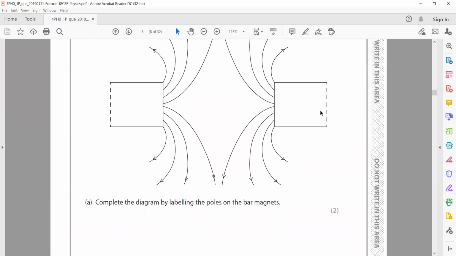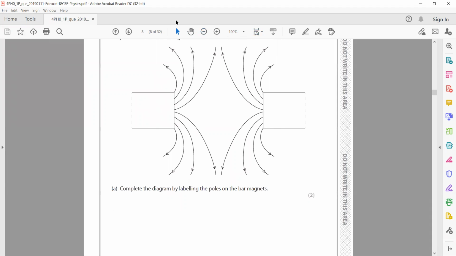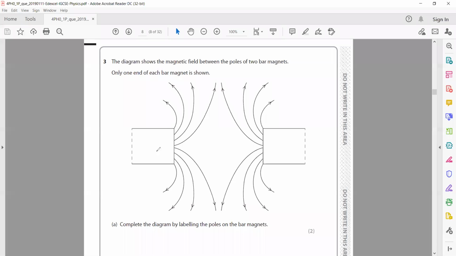So first thing, the arrows are pointing out, so magnetic field is always out from north. And because like poles repel each other, they cancel out the effect of the magnetic field of each other. That's why between them there is no magnetic field. There are no magnetic field lines.